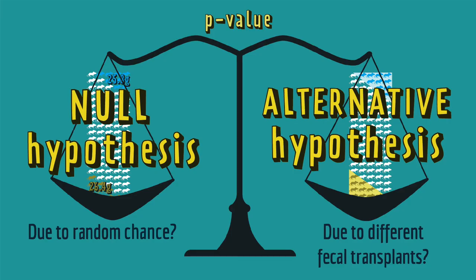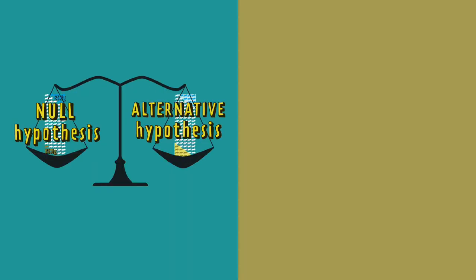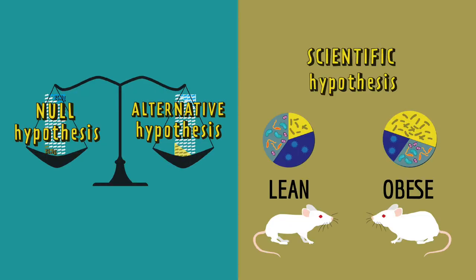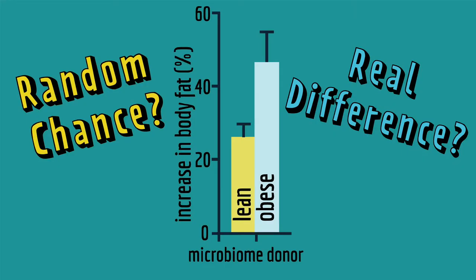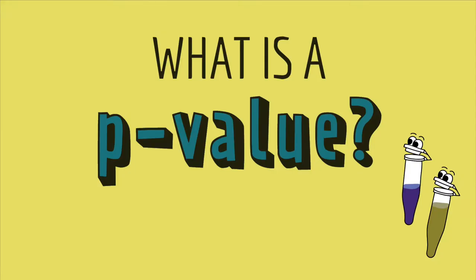In statistics, we call these two possibilities the null hypothesis and the alternative hypothesis, but they are different than the scientific hypothesis. In this case, the scientific hypothesis is that the microbiome of obese mice contributes to mouse obesity. Just because they're both called a hypothesis doesn't mean they're the same, so don't mix them up. So to answer the scientific question, we need to know whether this difference is real or just due to random chance. To distinguish between these two possibilities, we use a p-value.